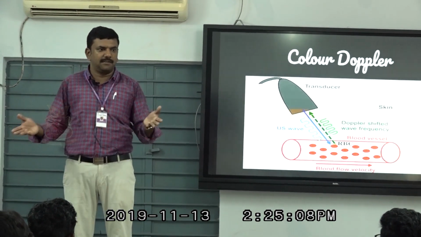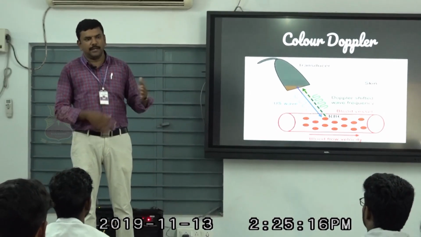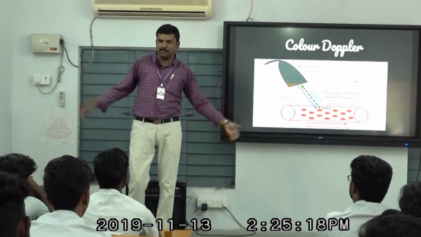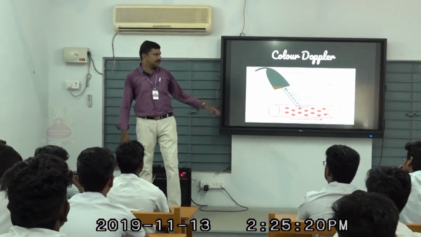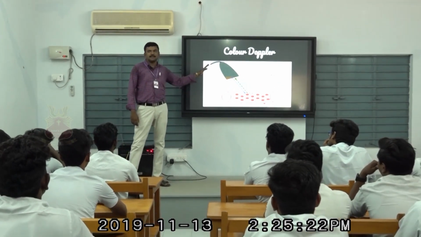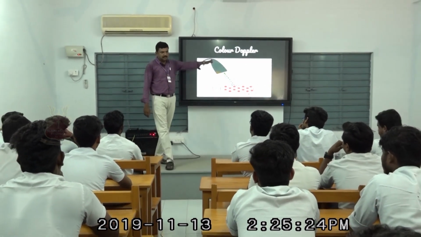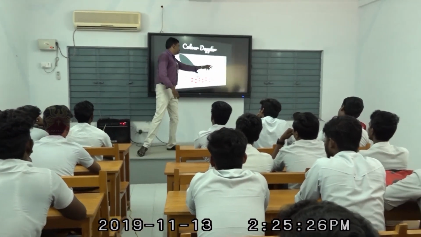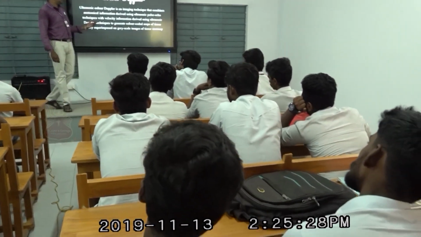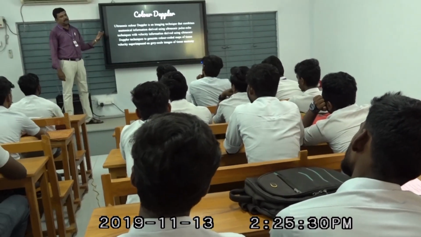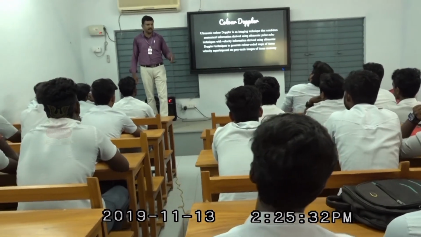For example, VIBGYOR we have studied. Violet, indigo, blue, green, yellow, orange, red. Red is the lowest and violet is the highest. Similarly, this is also a frequency change, so it is called the color Doppler effect. It is mainly used to represent the movement or velocity of a tissue inside the body.